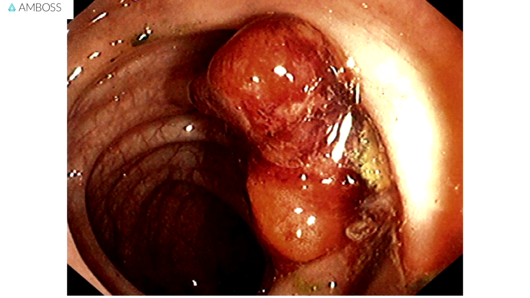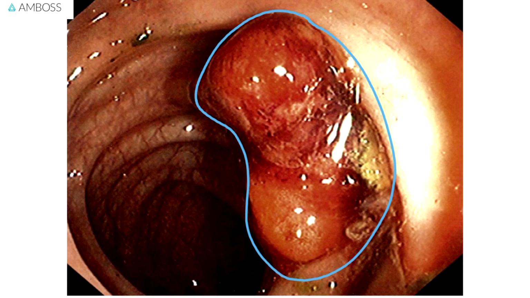So here we can see an irregular exophytic mass, and that is suggestive of colon cancer. Now, a biopsy is required in this case to determine the type and grade of the suspected cancer.